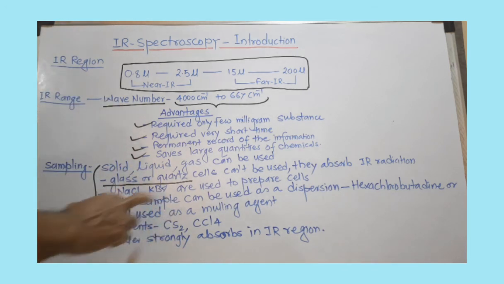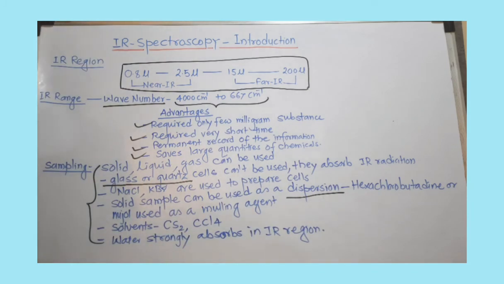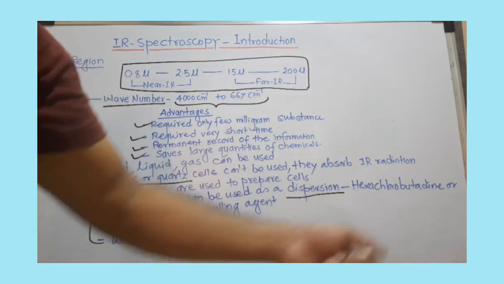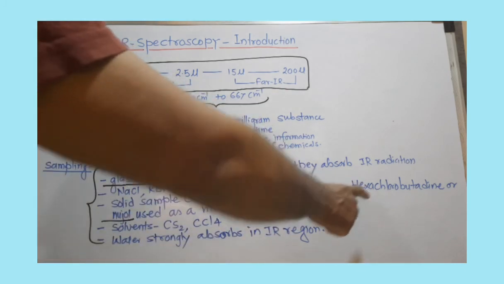So a solid sample can be used as a dispersion if it is not soluble. For that purpose you use a very popular compound, hexachlorobutadiene, which is also called Nujol, as a mulling agent. So this is a mull. You have to prepare a mull by using this mulling agent, Nujol, or hexachlorobutadiene.